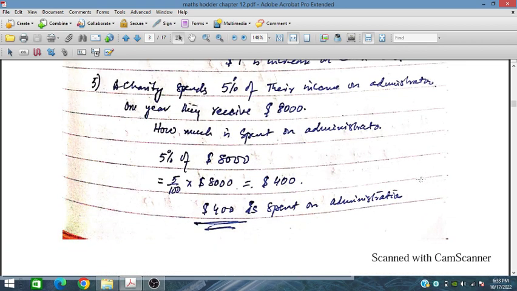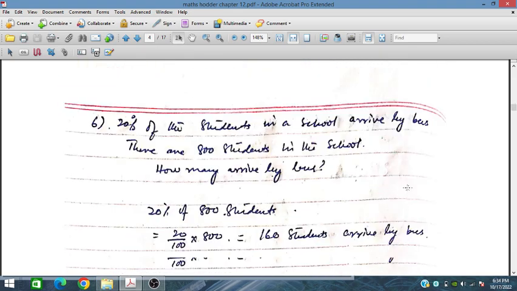A charity spends 5% of their income on administration. One year they received $8,000. How much is spent on administration? So 5% of $8,000 is 5 divided by 100 into $8,000, which is equal to $400. So $400 is spent on the administration.